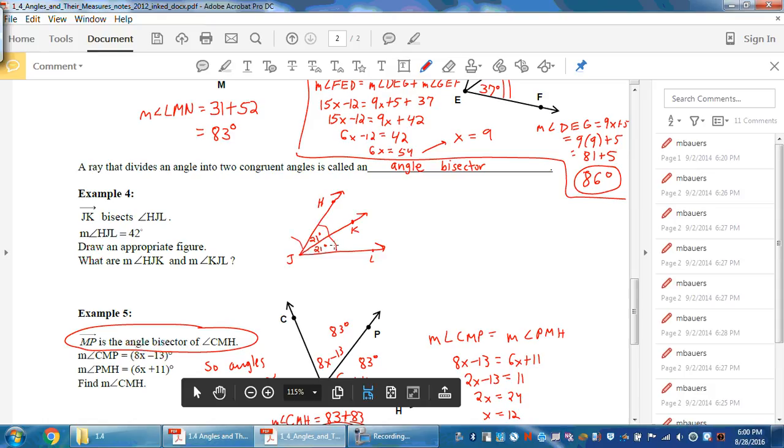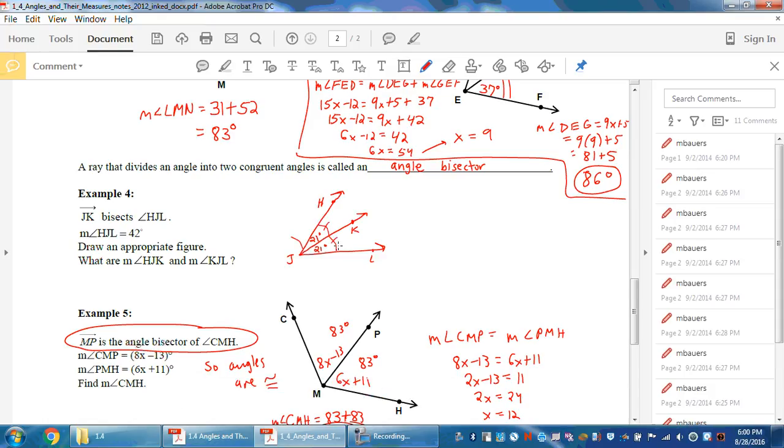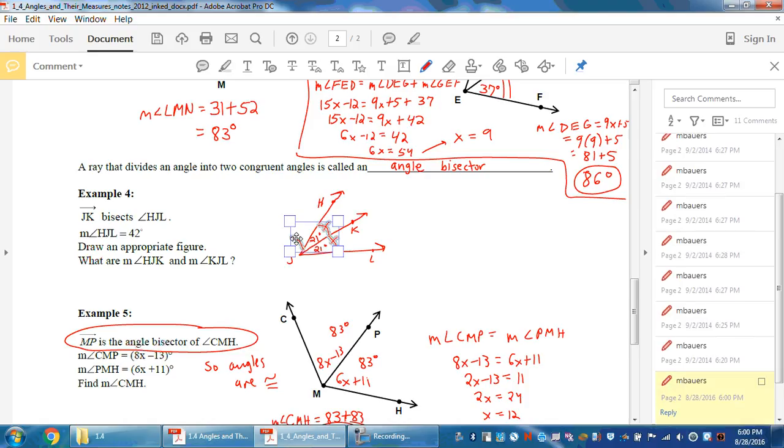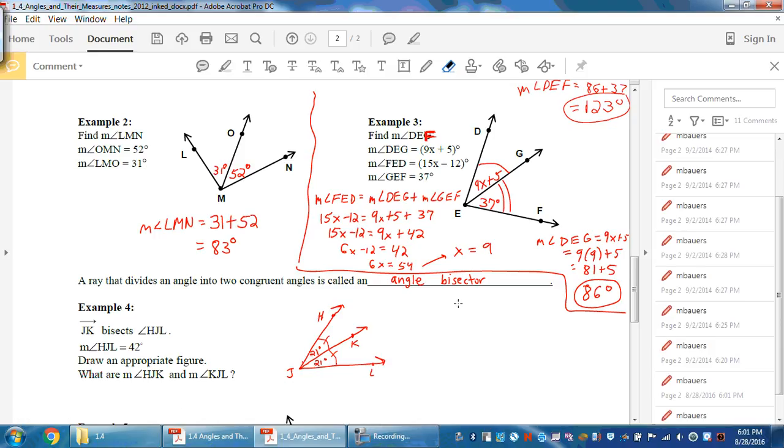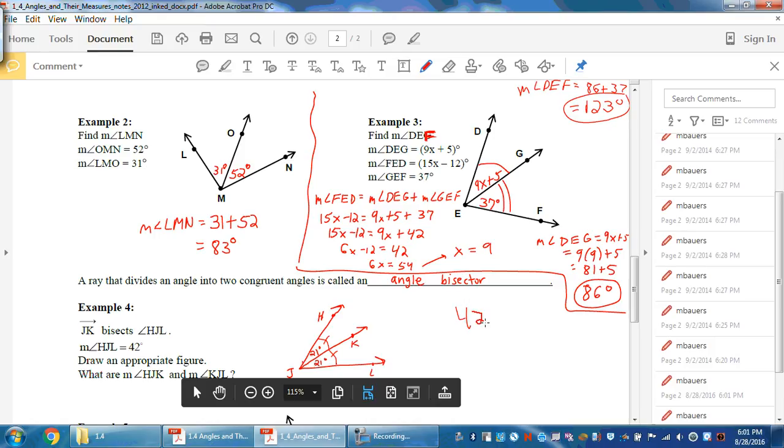One, two. We use these arcs here to label congruent angles. So if HJL, if the entire angle is 42 degrees, then how many degrees are these smaller angles, HJK and KJL? Well, you would just do 42 divided by 2. That's where we got the 21 from.